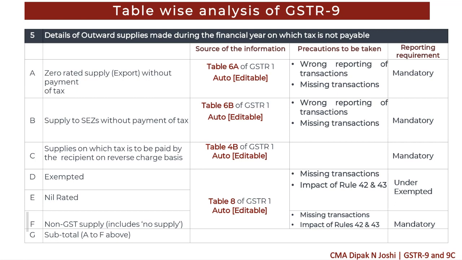As I mentioned, if there is any missing transaction, if you have not reported exempted, nil rated or non-GST supply in your regular return, then this is the unique opportunity where you can report all those transactions in your GSTR 9.